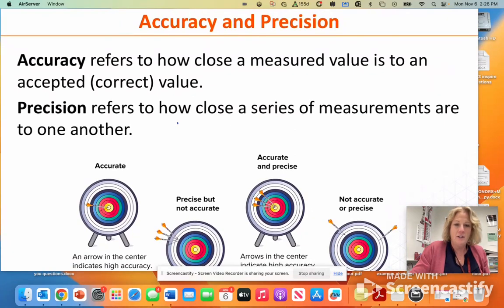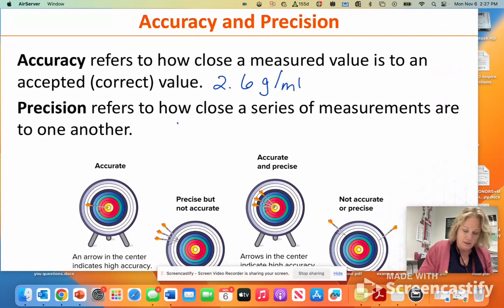To be accurate is to be close to the actual value, what it should be. So if I calculate the density of something, let's say it's aluminum and it's 2.6, and the true value is 2.6, I would be very accurate.